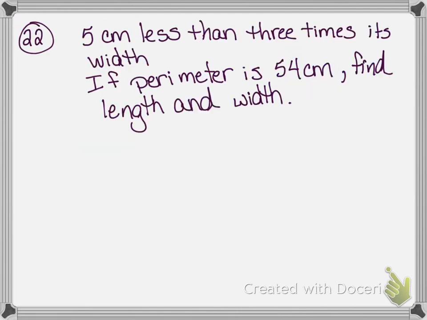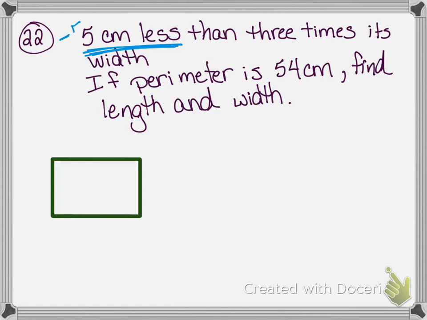Number 22. It reads, the length of a rectangle is 5 centimeters less than 3 times its width. If the perimeter of the rectangle is 54 centimeters, find the length and the width. So I'm going to go ahead and draw a rectangle. Okay. And then I'm going to go up here and I'm going to do some of the translations. 5 centimeters less. Let's think about how we would write 5 centimeters less. We would write that by saying minus 5. So the word translation's 5 centimeters less. That's minus 5.